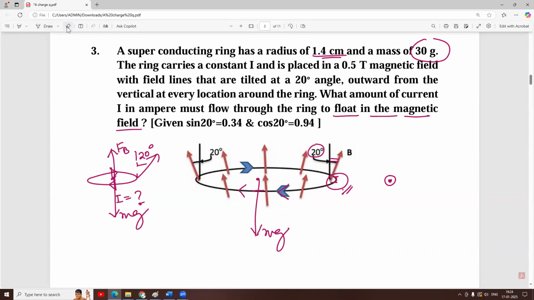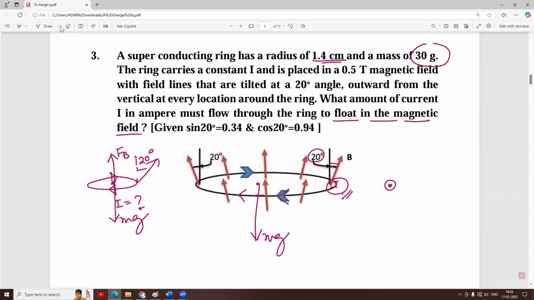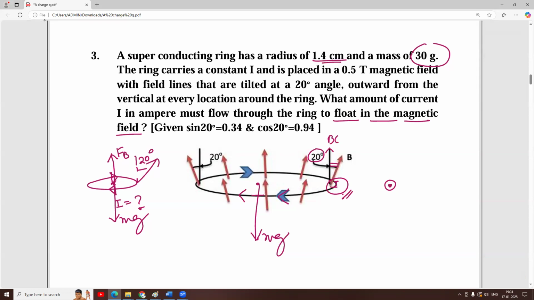So now the magnetic field can be split into two components. One is along this direction, I can take B cos 20 here, B cos 20, and there is a magnetic field in this direction, component of this, B sin 20. So there is a magnetic field like this way also. Magnetic field is like this, B sin 20.